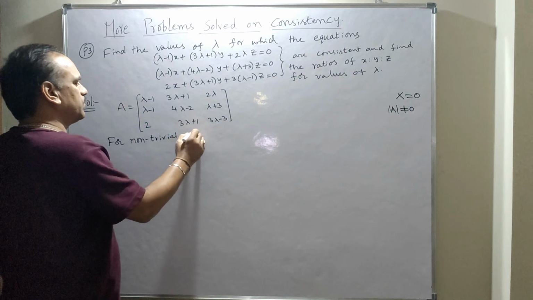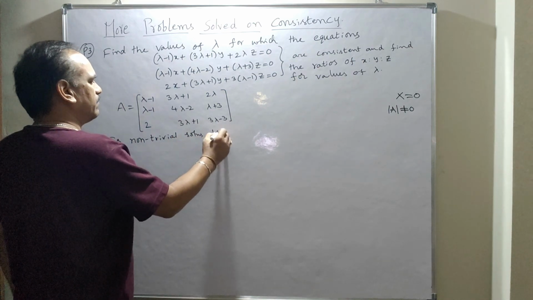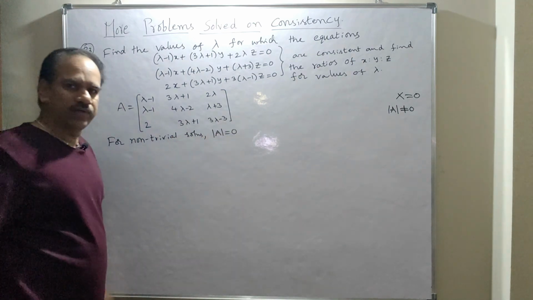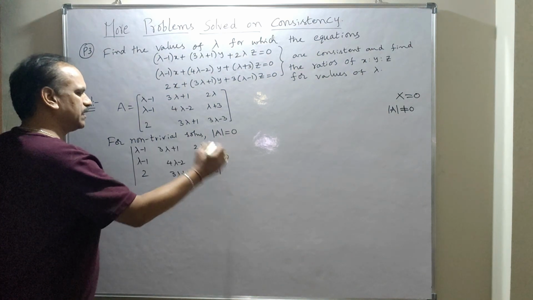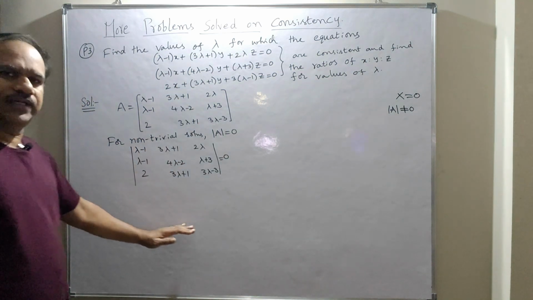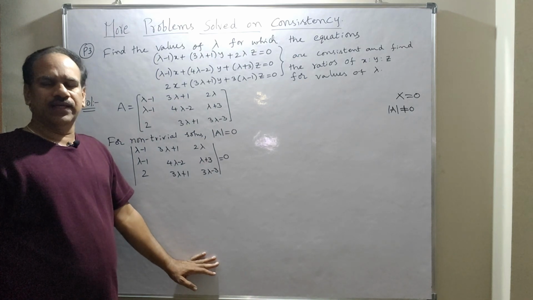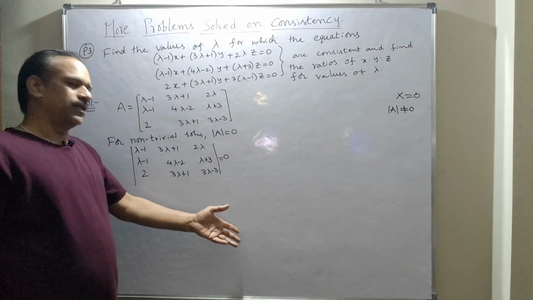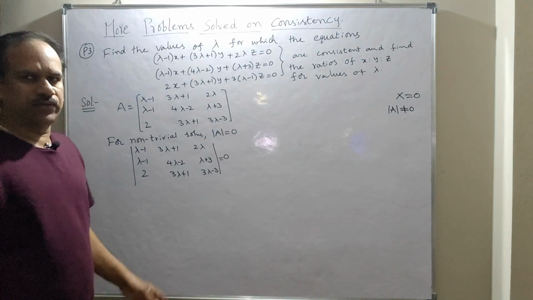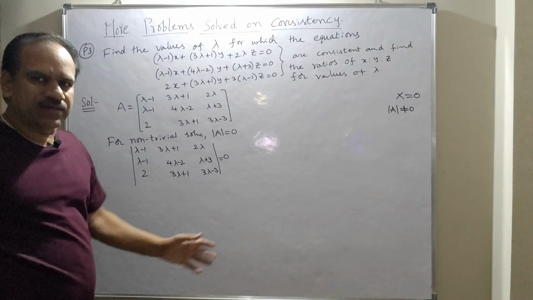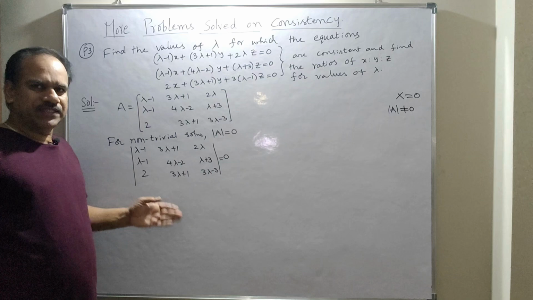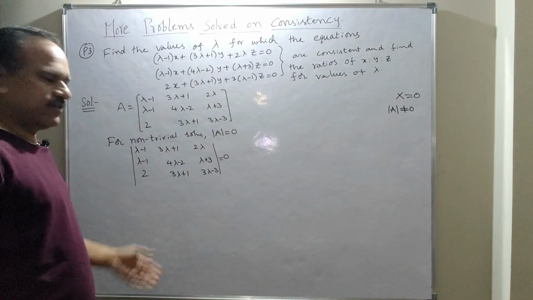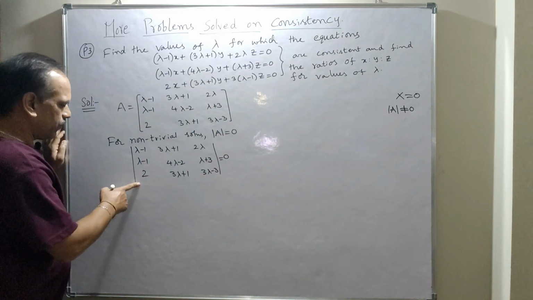For non-trivial solutions, we must have the determinant of A equal to 0. So directly you can find the determinant of this. You will get a cubic polynomial equation in lambda, and you factorize it, you will get the values of lambda. Or otherwise, you can simplify this to some extent and continue from there itself to find the polynomial.